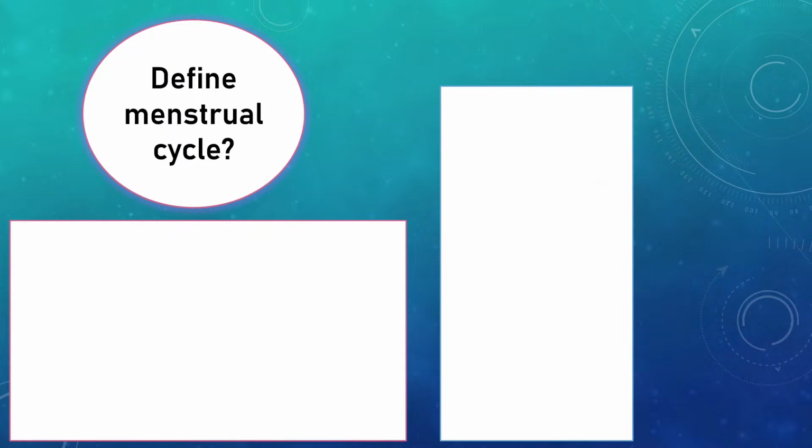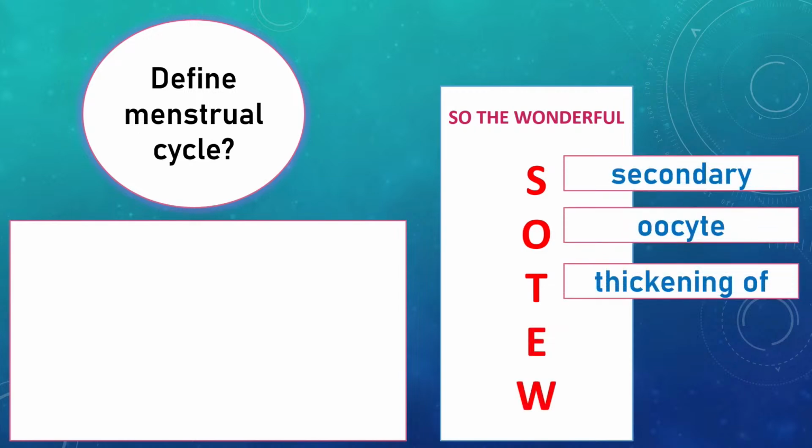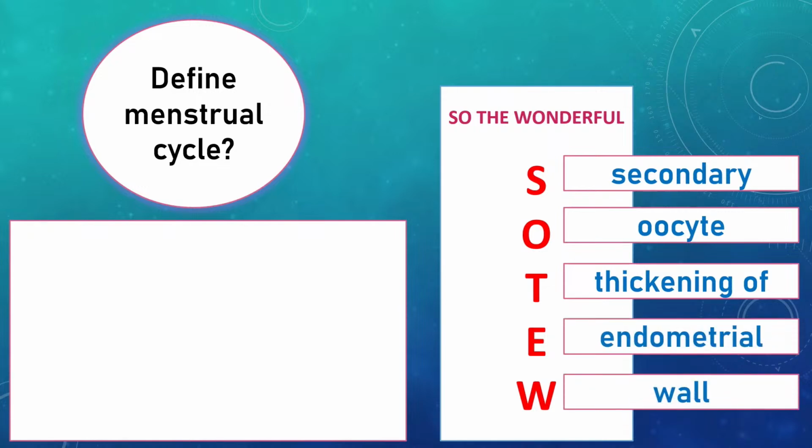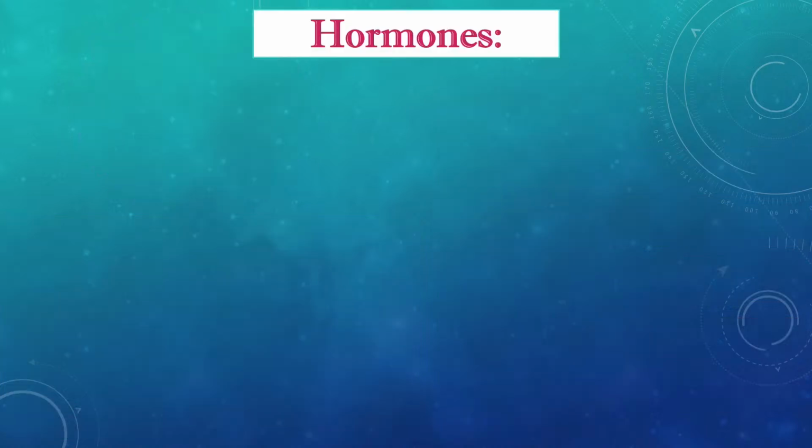Now, let's try that. How do we define menstrual cycle? We go back to our catchy phrase, so the wonderful, SO for secondary oocyte, TEW for thickening of endometrial wall. Now let's construct that into a sentence. The menstrual cycle involves production of secondary oocyte and thickening of endometrial. Now that we are done with definition, we are going to tackle the next component in this subtopic, which are the hormones.